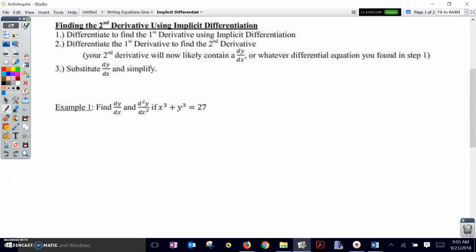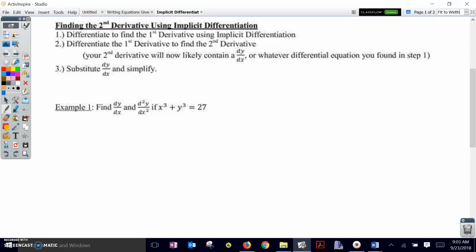Alright everybody, welcome back. In this video and the next video, we're going to look at how we find the second derivative using implicit differentiation. So basically, the whole process is we're going to take the derivative using implicit differentiation, find the first derivative that way. Then we're going to take whatever we get as our first derivative, and we're going to find the second derivative. Now when we do this, a lot of the time the second derivative contains a dy/dx, and we're going to have to substitute dy/dx in and then simplify. So let's take a look at what this looks like in this first example.